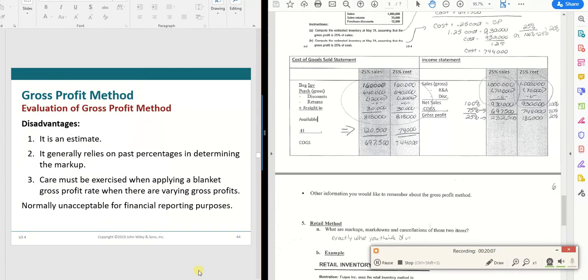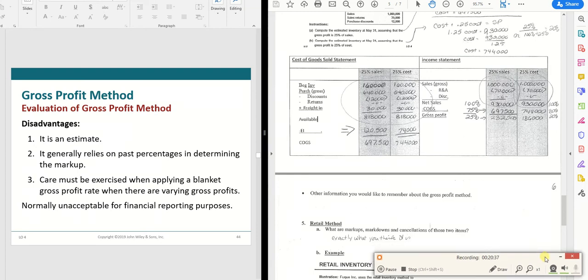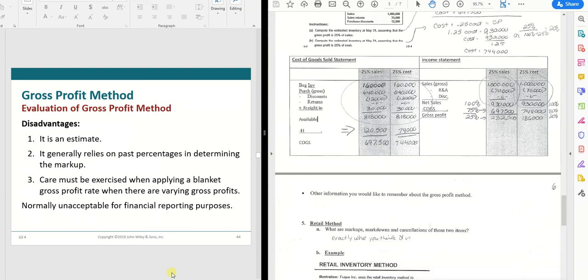All right, so what's some problems with the gross profit? It's an estimate. It relies on past percentages. These are past percentages, etc. And a lot of times this is great if the whole thing burns down, but if your inventory's gross profit varies and all your records have overall financial statement, but only a section burned down, it might be difficult. Notice it's normally unacceptable for financial reporting purposes, but there are cases when your inventory is gone, then you have to file insurance, or you have to use it for financial statements.